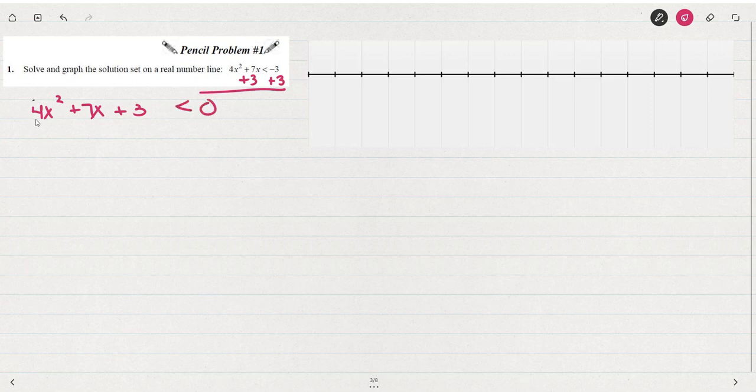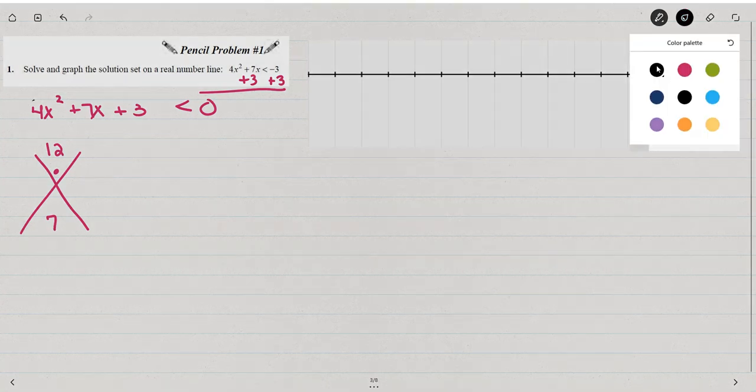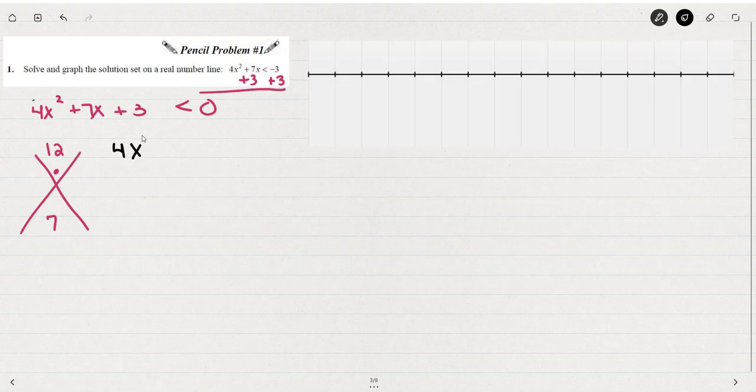The next step is going to be to factor this. To factor 4x squared plus 7x plus 3, I'm going to multiply 4 and 3 to get 12 and keep the 7. Now the reason that I'm factoring this is that I'm trying to solve the related equation. The related equation would be 4x squared plus 7x plus 3 equals 0. The inequality we have is that the polynomial is less than 0, but the related equation would just change that inequality to an equal.